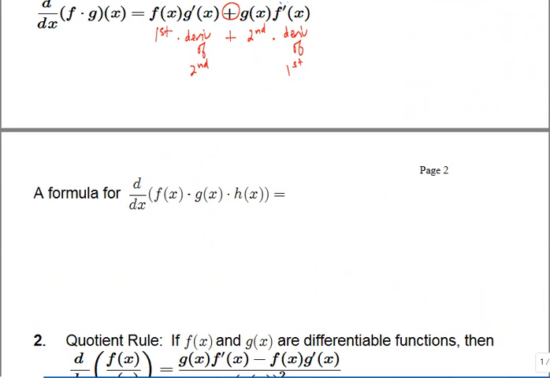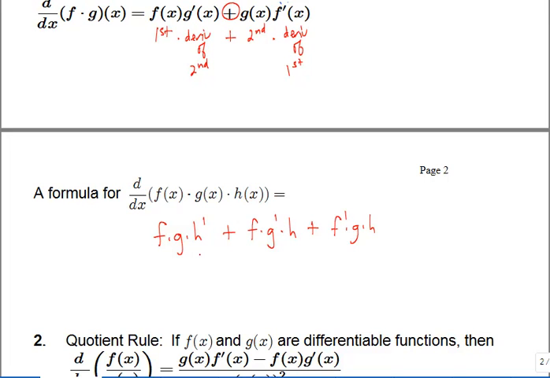You could probably find that in your textbook, but the end result is very similar to our product rule for two functions. It looks like this. Our derivative of f times g times h turns out to be the first function f times the second function g times the derivative of the third function plus the first function f times the derivative of the second function g times h plus the derivative of f times g times h.